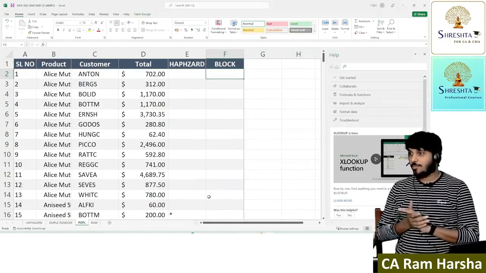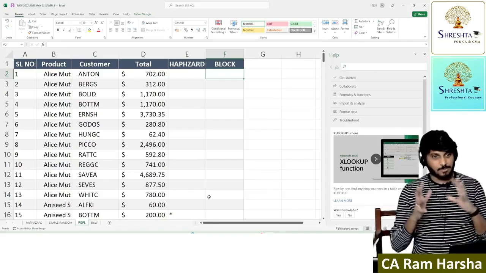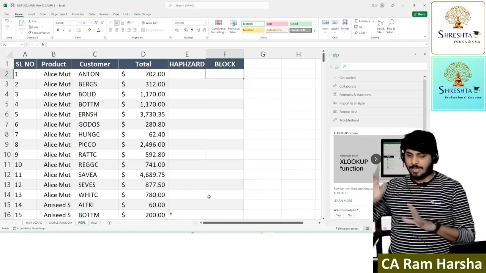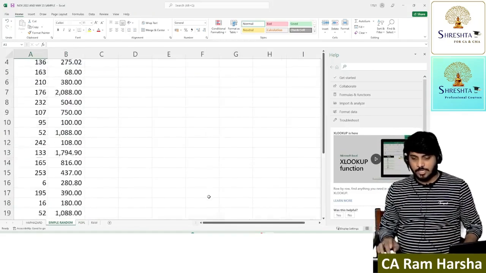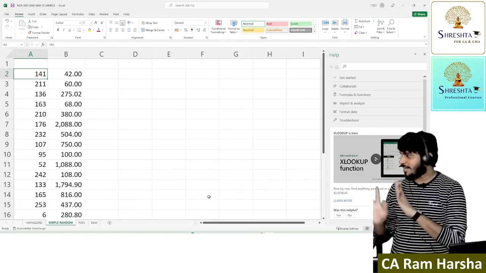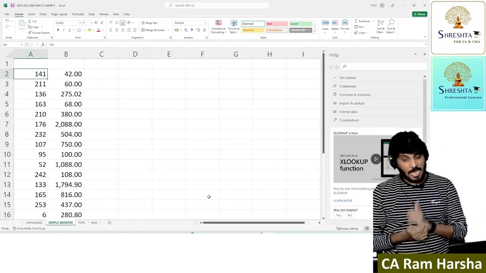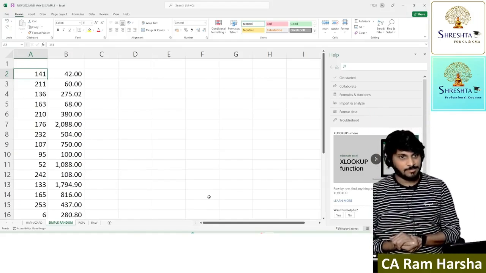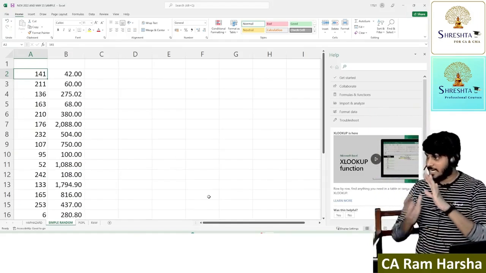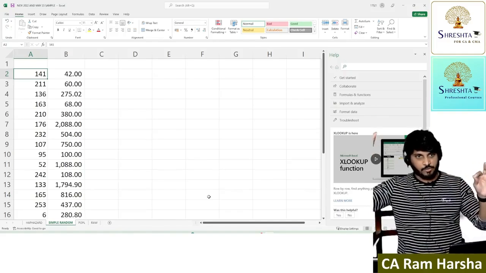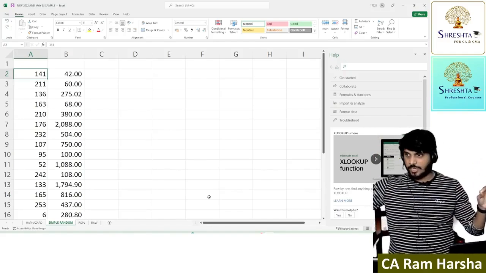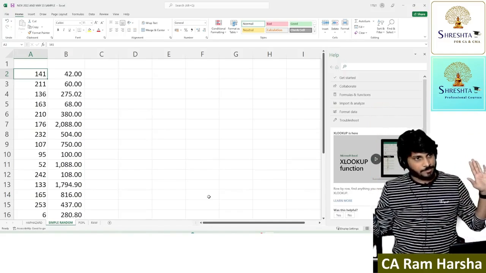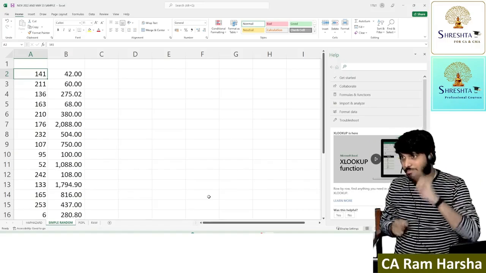Block sampling means what? Selecting items of contiguous, like continuous items. Getting it? First number. In simple random sampling, first number is what? 141. This is randomly selected, right? I will take 141 as starting point. I will select next 20 items continuously. Next 20 items: 141, 142, 143, 144, 145, 146 up to 20 items. I will select all 20 items at a stretch. This is what? Block sampling.